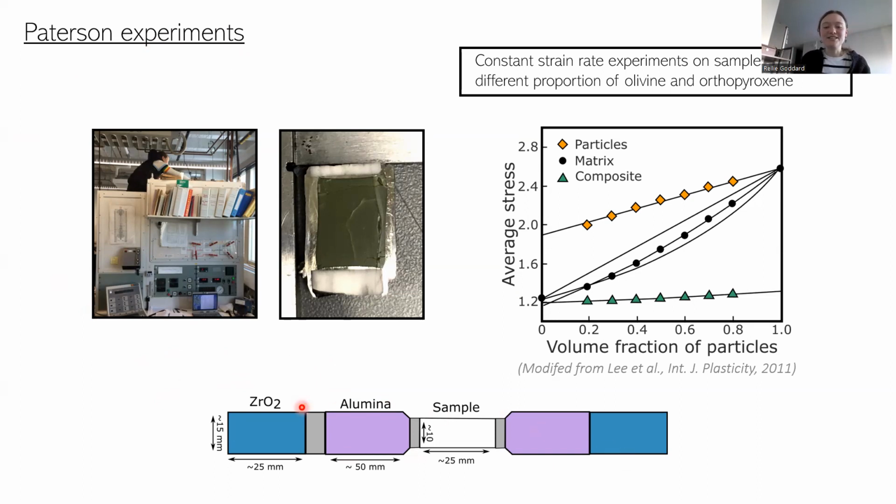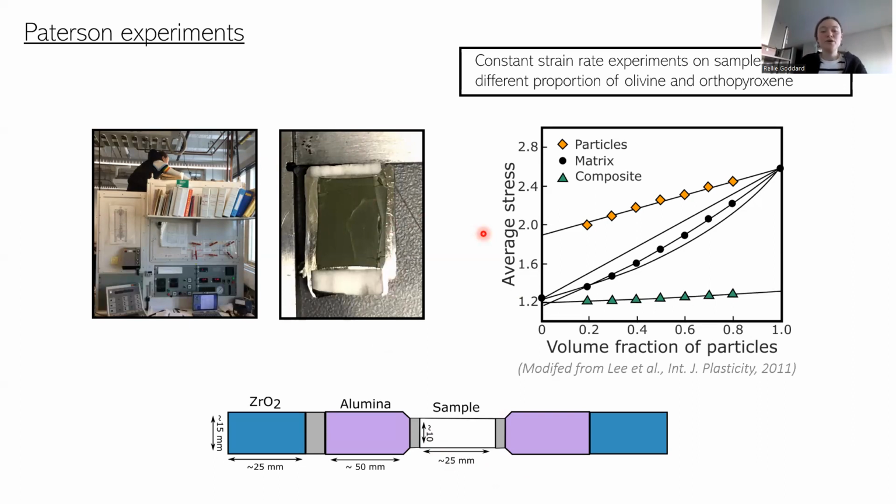And here you can see a schematic of the sample assembly. You'll notice that in these samples, they're a lot bigger than the D-DIA ones, thankfully. They're about 10 millimeters across and 25 millimeters long. And here you can see us cutting through one of our experiments after we've deformed it, with that lovely green that we associate with San Carlos olivine.